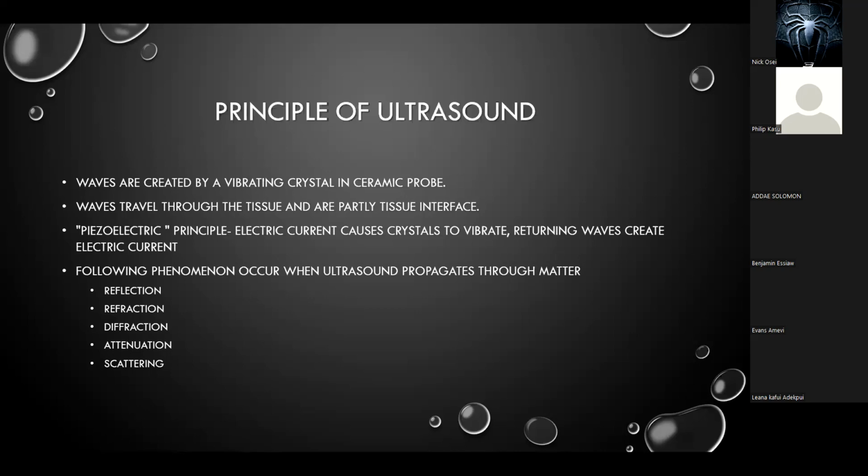Now, when ultrasound goes through matter, there are a number of things that can happen. One, the sound waves can be reflected. Two, they can be refracted, diffracted, attenuated or scattered. And they are called ultrasound because the human ear cannot hear these sound waves, but there are certain animals that can hear sounds at these frequencies.